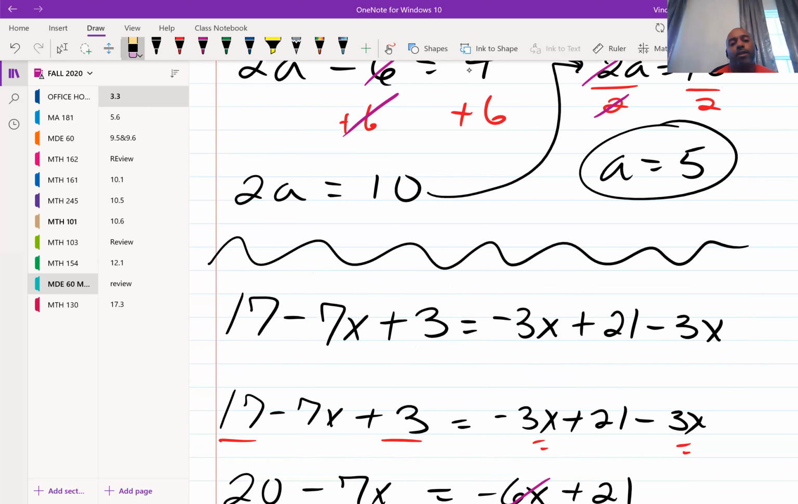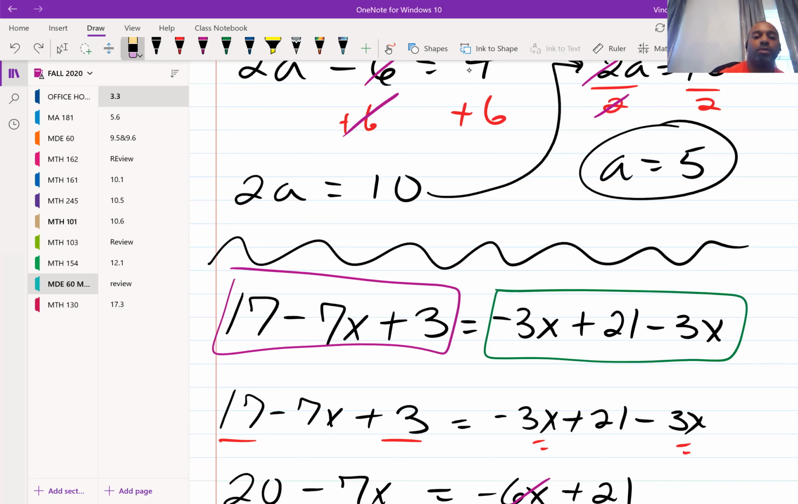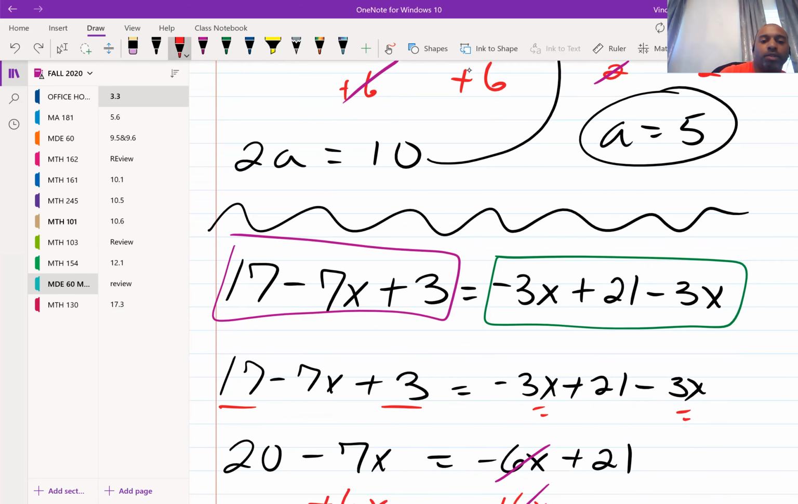All right. So we have here now 17 minus 7x plus 3 equal to negative 33x plus 21 minus 3x. We have different sides of our equation, but we have common terms on both sides. So what I would do is simplify as much as possible on the left side, simplify as much as possible on the right side, before I start moving things across the equal sign. What I mean by that is that we see over here, 17 and the 3 can be added together to give us 20.